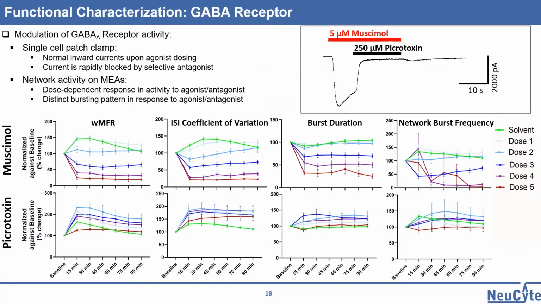I don't want to go through all of these compounds, just a quick example of how we approach this. We use patch clamp analysis to first see if the receptor is actually functional. In this case, for GABA A receptors, we see muscimol as an agonist indeed producing a current which can be blocked by the antagonist pyridoxine. But we also see that this receptor signaling is functionally integrated into the network activity, as we see a dose-dependent decrease in the activity by applying the inhibitory agonist, and we see the opposite when we block the inhibitory component of that network.